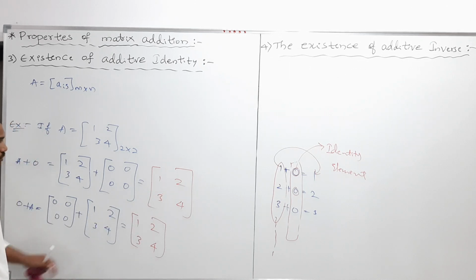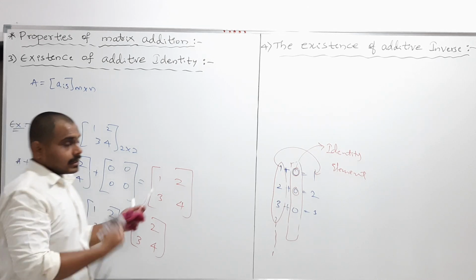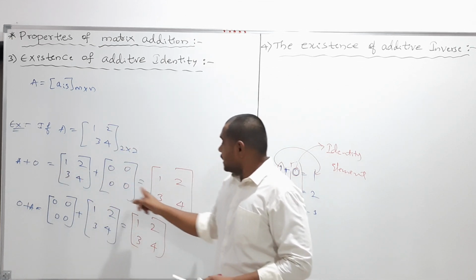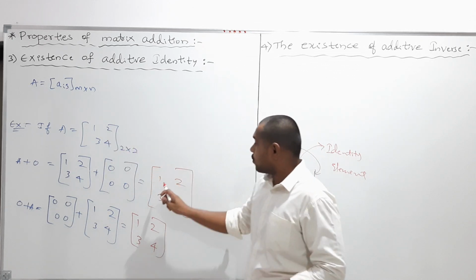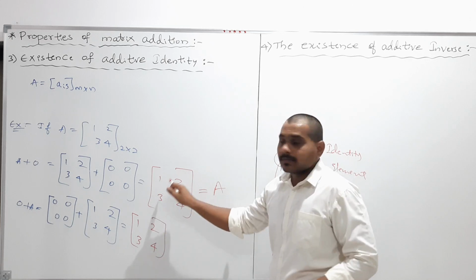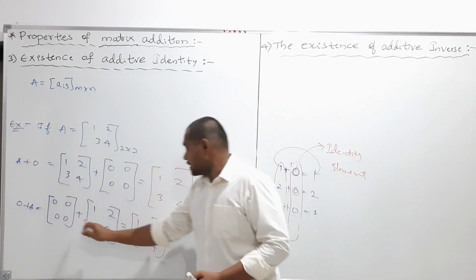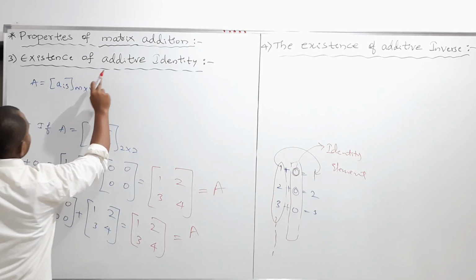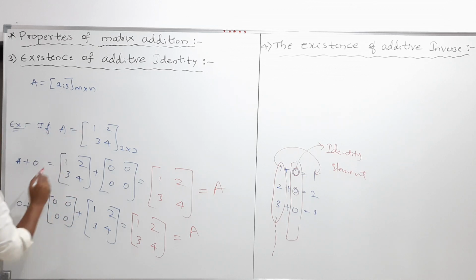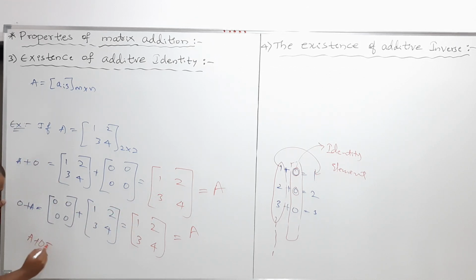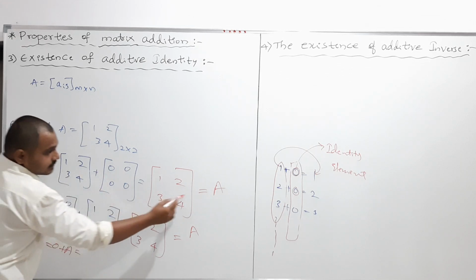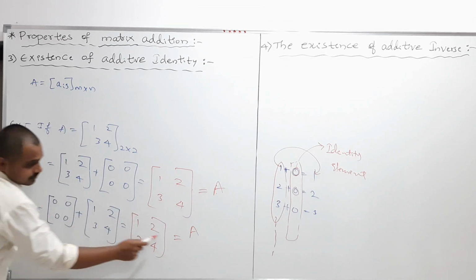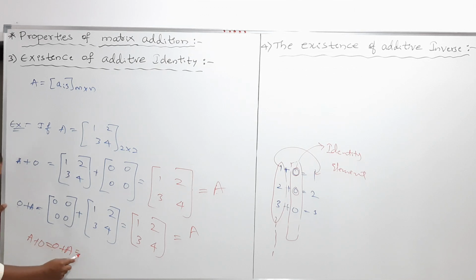So these two values are equal: A plus 0 is the same as 0 plus A. And you can observe here that whatever A matrix I took, if I add it with 0, I am getting the same A only, 1, 2, 3, 4. This is nothing but the matrix A only. And 0 plus A is also the matrix A only. Therefore, for any matrix A, A plus 0 is equal to 0 plus A, which is equal to A.